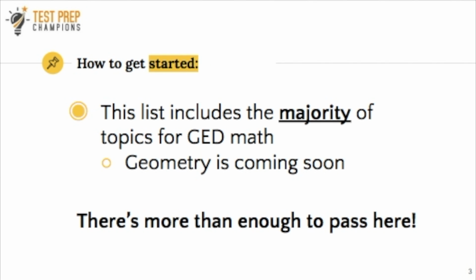So just a few notes though before we get started, and these notes are very important. First of all, be aware that this list includes the majority of the topics that you need to know for GED math. Now, the main exception is geometry. I didn't include any GED geometry here on this list because I don't want you to get too bogged down because the list is quite extensive, and also because geometry deserves its own video. So I'm going to be doing a separate video shortly that gives you a list of geometry topics to know. Besides geometry though, this list does include the majority of the topics that you have to know, and there's more than enough to pass right here in this video.